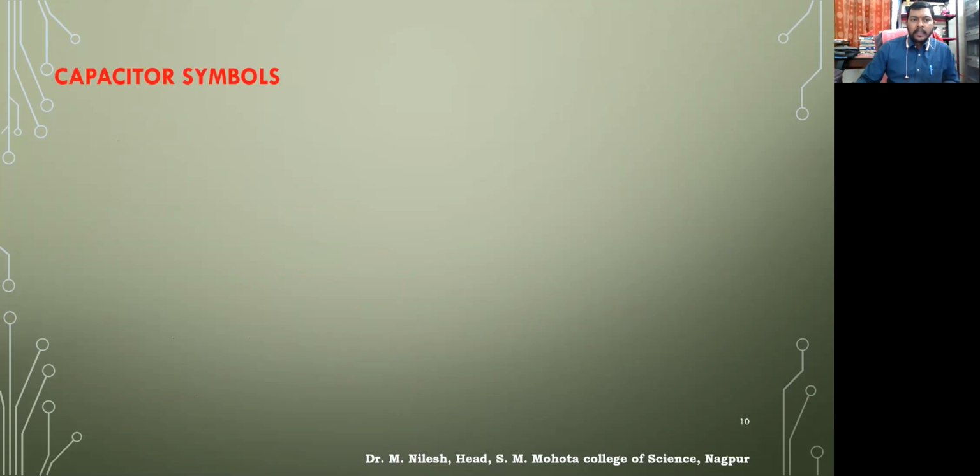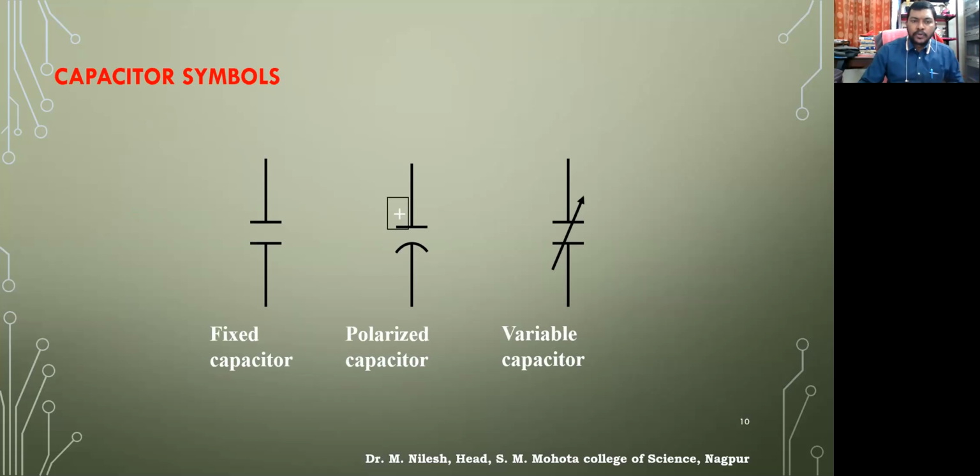So this is there, and these are some of the capacitor symbols that I have shown you earlier. This is the simplest capacitor that we have. This is a fixed capacitor and it doesn't have a polarity, this first one. That's why it is called a fixed capacitor. Whereas this is called a polarized capacitor.